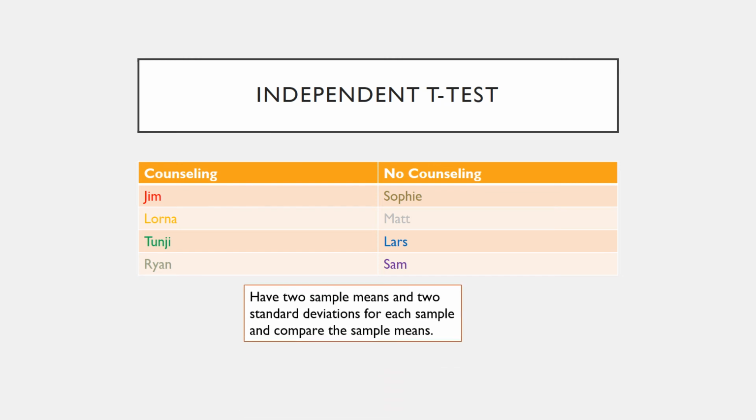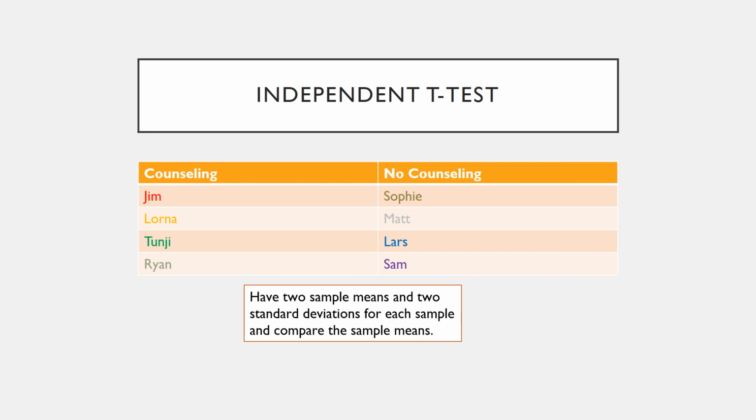So what you're going to do is you're going to have a mean for counseling, a mean for no counseling, a standard deviation for counseling, and a standard deviation for no counseling. And then we're going to compare the sample means. You don't want to do a difference score when they're independent, okay? Because I could put Jim with Sophie, but I could also put Jim with Matt, or Jim with Lars, or Jim with Sam. It doesn't matter. How it's set up doesn't mean that they're paired together, and you shouldn't do a difference score. Because these people don't know each other, therefore they're what's called independent. They're independent of each other.